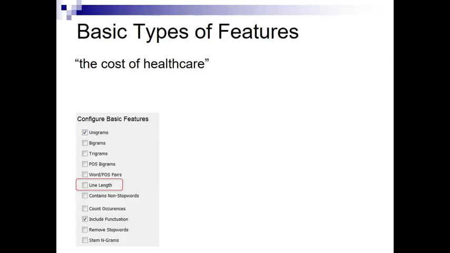Line length is a number. It's not that useful unless you want to know how much text was in each one of the instances. So in this particular case, the cost of healthcare, it would go and count the words, and the value for the feature would be 4 because there were 4 of them.